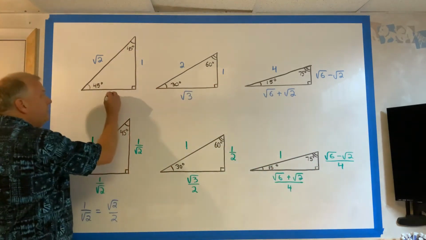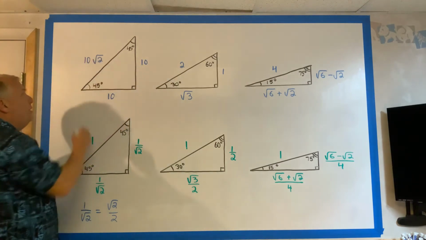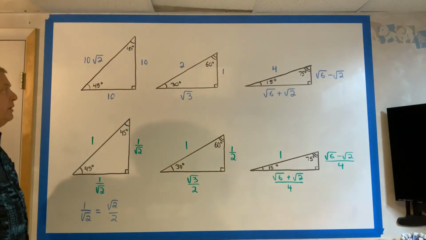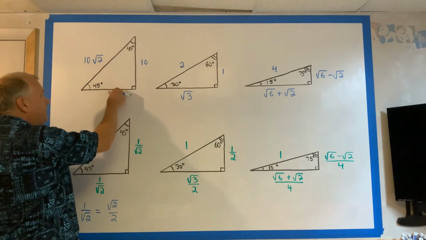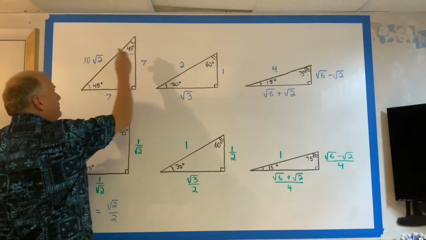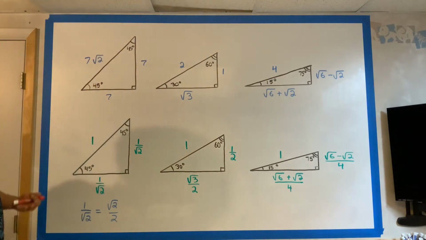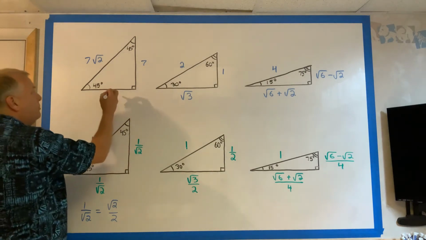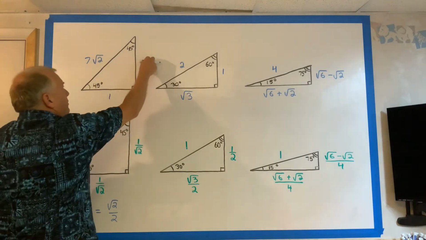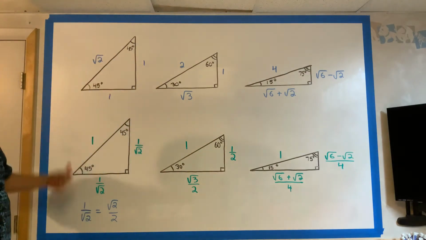If the legs are length 10, then the hypotenuse is 10 root 2. If the leg is length 7, then the hypotenuse has a length of 7 times root 2. So this is the value of knowing the standard triangles and knowing that similar triangles have the same ratio of corresponding sides.